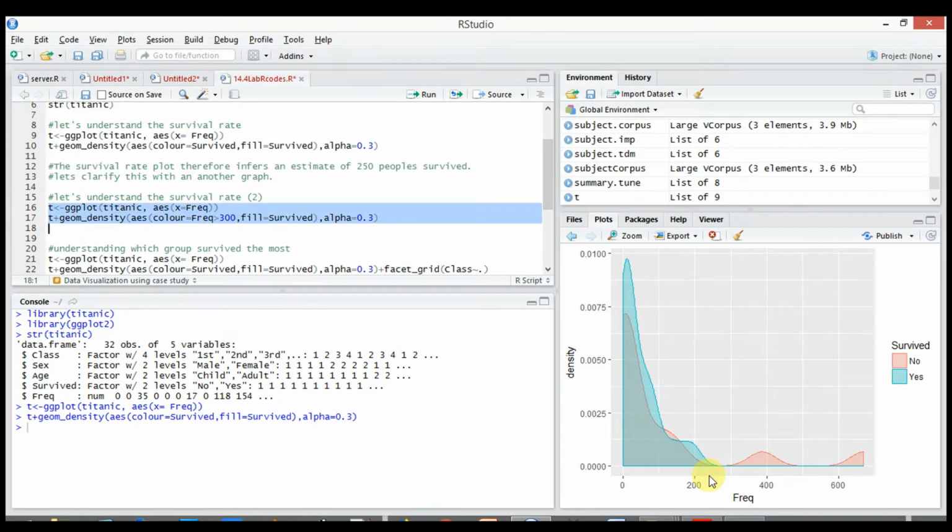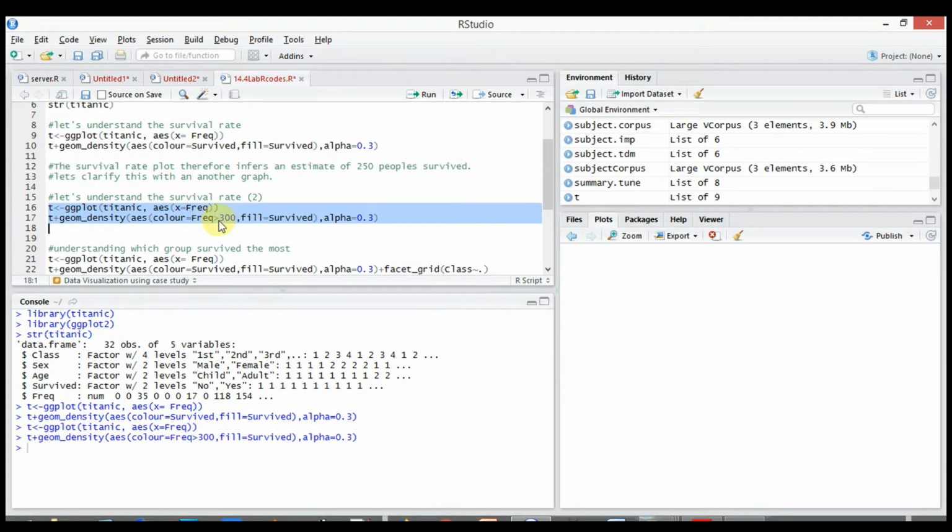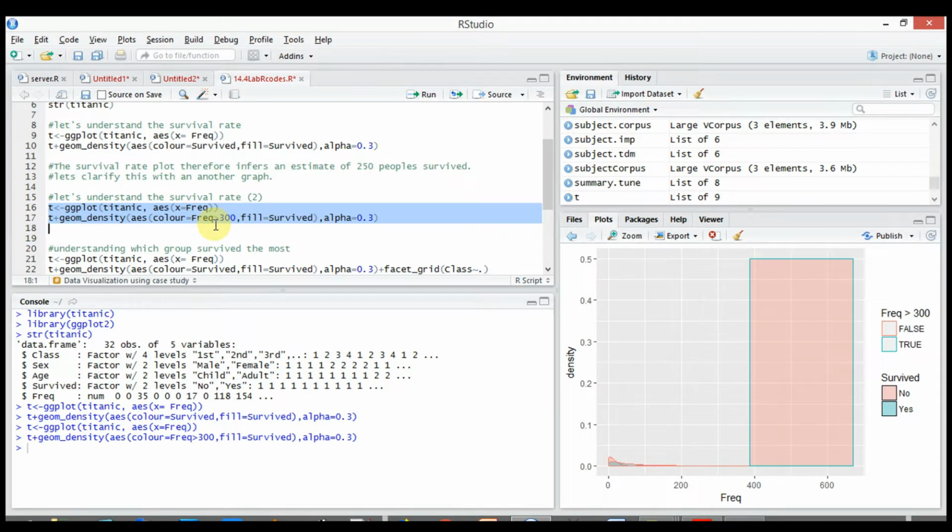This time, we'll use aes(color) equal to frequency greater than 300. From this plot, now we can clearly confirm that more than 300 people didn't survive.